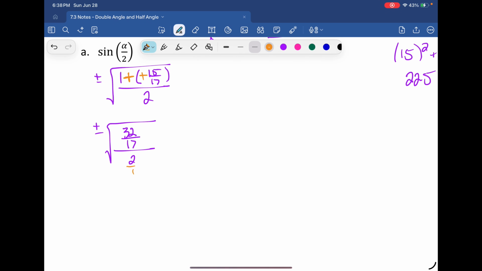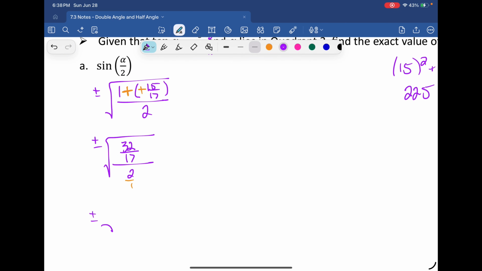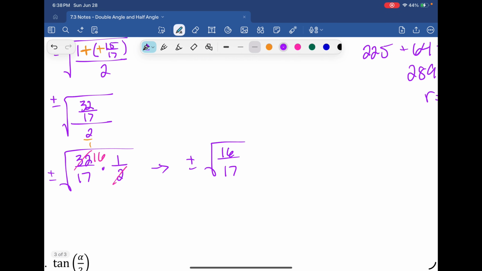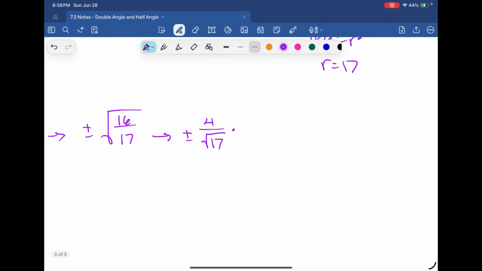2 is over 1, so I am going to multiply by the reciprocal. 2 goes into 32 16 times. So I end up with the square root of 16 over 17. The square root of 16 is 4. Get the radical out of the denominator.